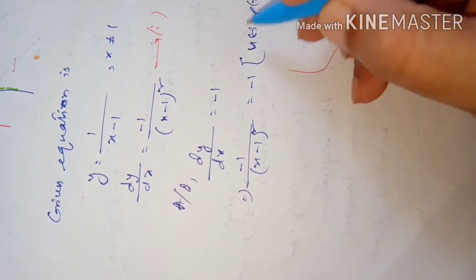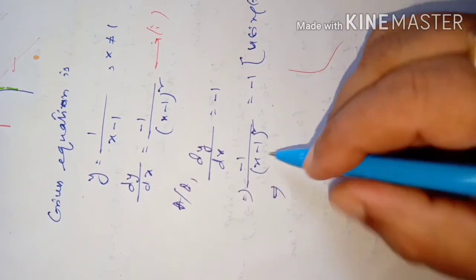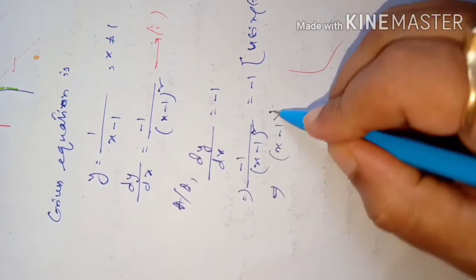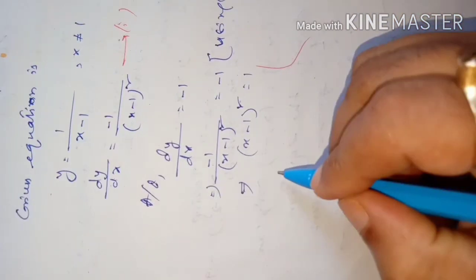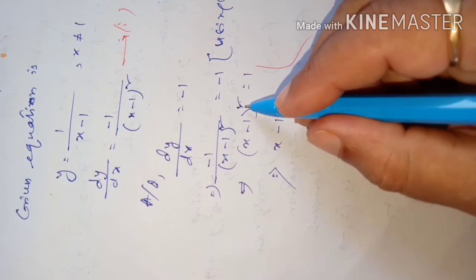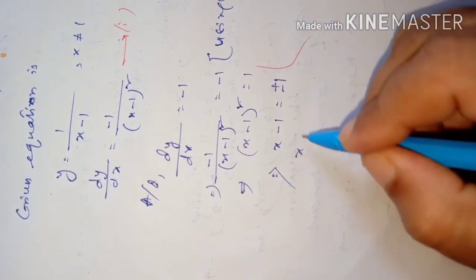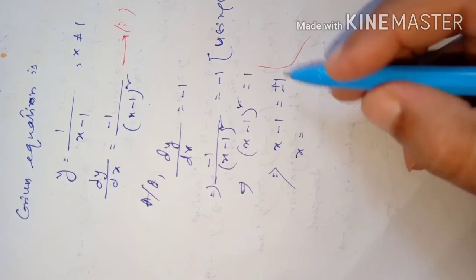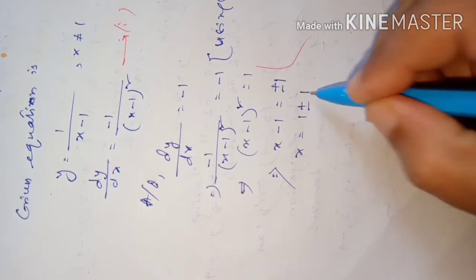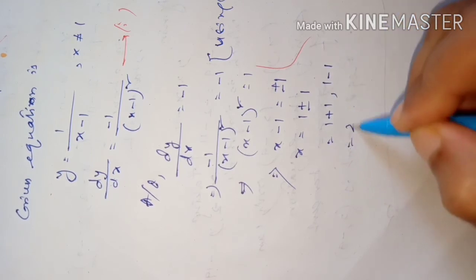So dear students, cancelling the minus sign from both sides, we get (x minus 1) the whole square equal to 1. Taking the square root of both sides, x minus 1 is equal to plus minus 1. So x is equal to 1 plus minus 1. One will be 1 plus 1, another will be 1 minus 1. So that is equal to 2 and 0.